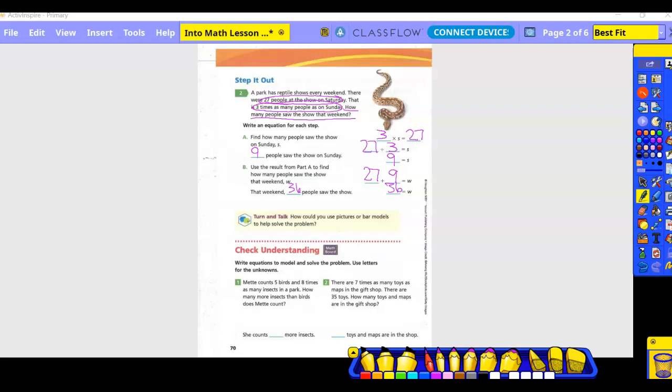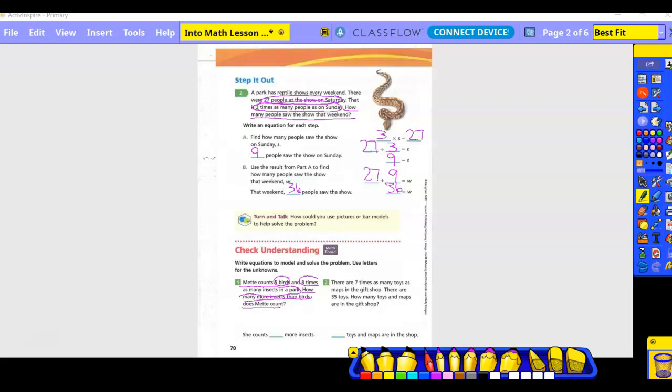Check understanding. Write equations to model and solve the problem. Use letters for the unknowns. Matei counts 5 birds and 8 times as many insects in a park. How many more insects than birds does Matei count? So first of all, we need to figure out how many insects he had, right? Okay, so there were 5 birds and then 8 times as many insects in the park. How many more insects than birds?